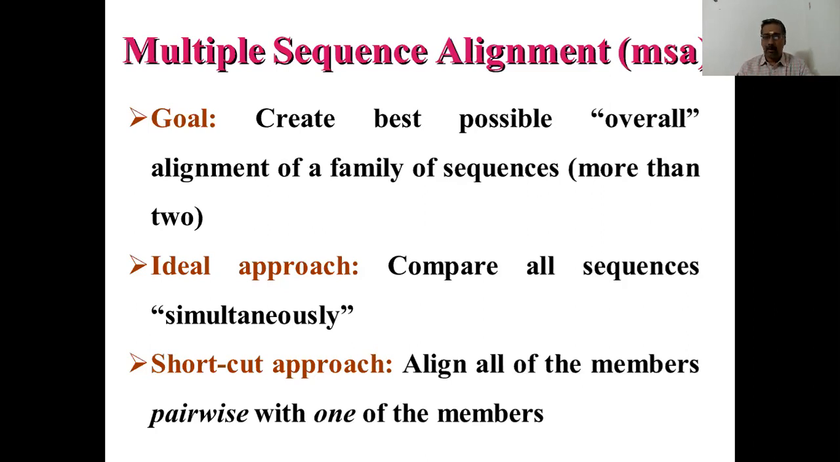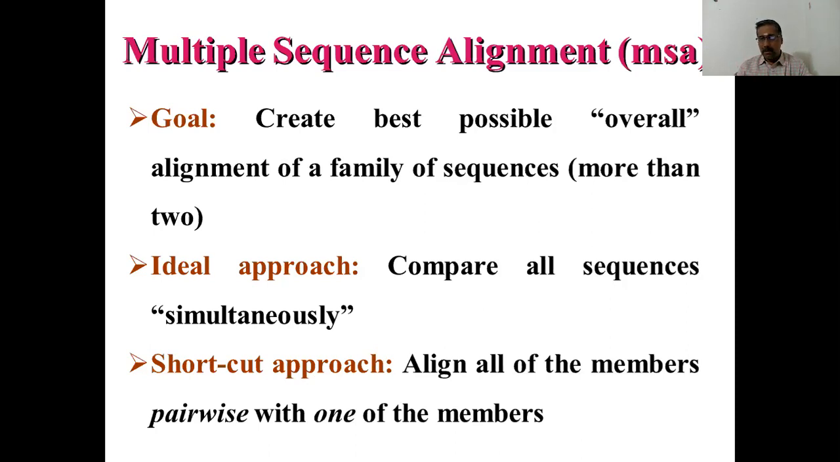That is your goal. So what is the ideal approach? Say for example, k is equal to 5. That means 5 sequences you want to cluster. K is equal to 10. That means 10 sequences you want to cluster. If you try to cluster all the sequences at a time, all 5 sequences at a time, or all 10 sequences at a time, that is the ideal approach.